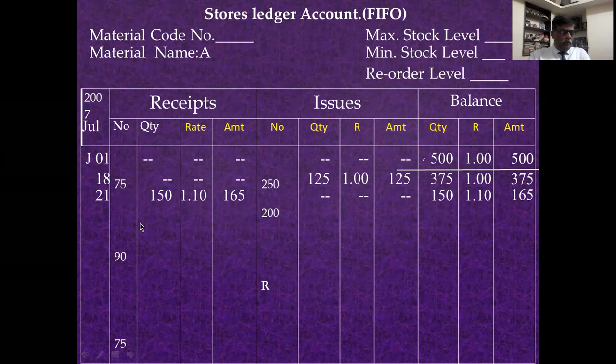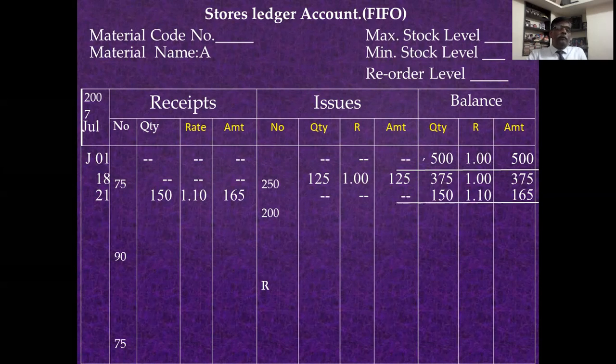Then after 21, 25th is again an order. Order is not to be recorded. You don't record in the order. Okay. So 25th is not related to the store ledger. Order placed is there, so receipt or issue is not there.